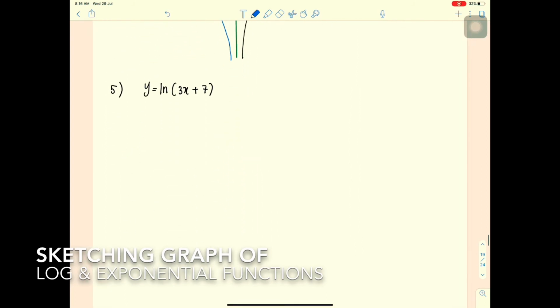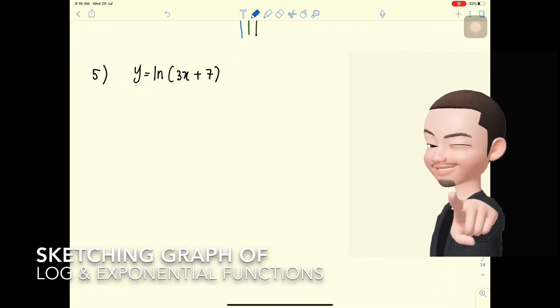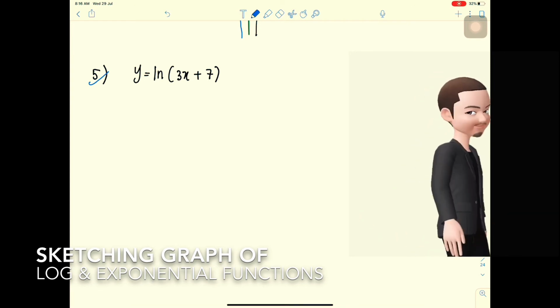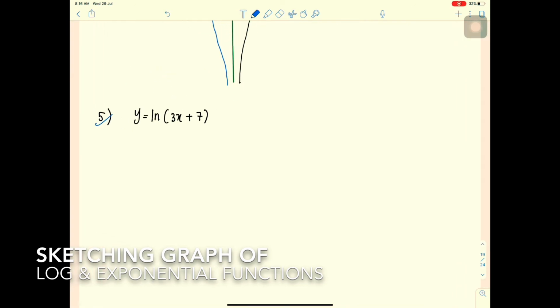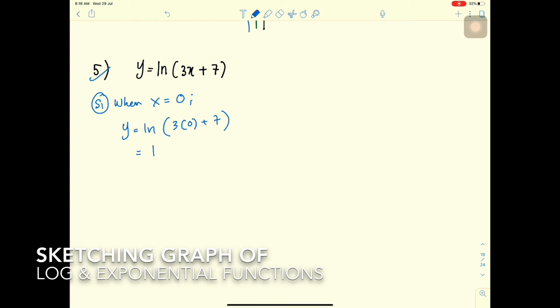Let's discuss how to sketch the graph for ln. For example, number 5, ln of 3x plus 7. Seems like the exponential graph, we must follow step 1, step 2, and step 3. So step 1, as usual, when x equals 0, substitute: y equals ln of 3 times 0 plus 7, so equals ln 7 equals 1.95. This is the y-intercept, which has coordinate 0, 1.95.